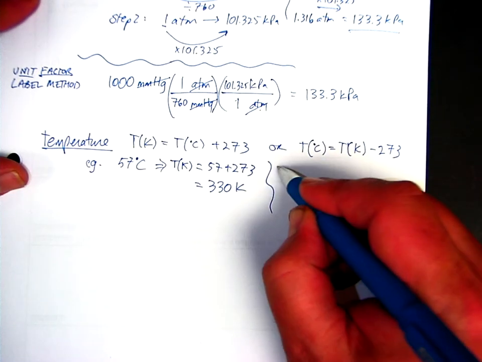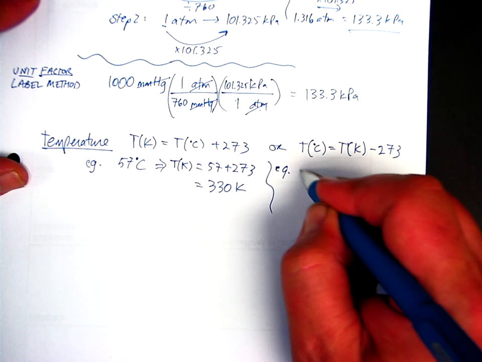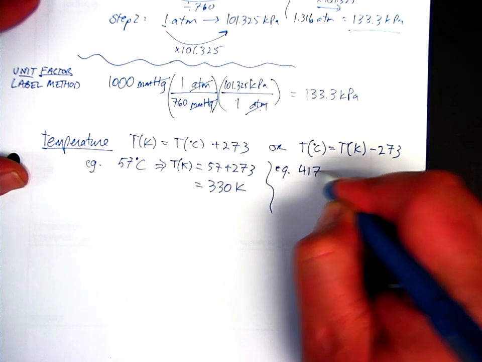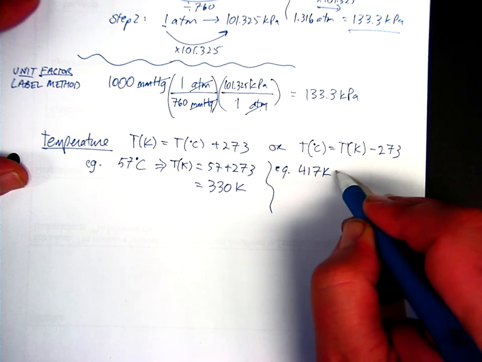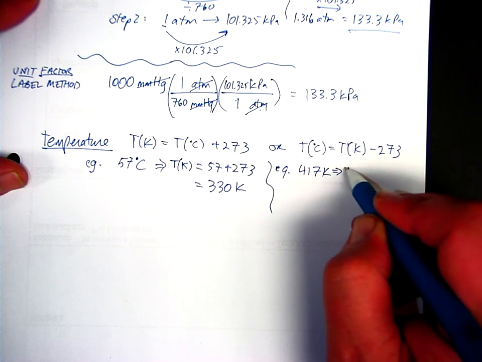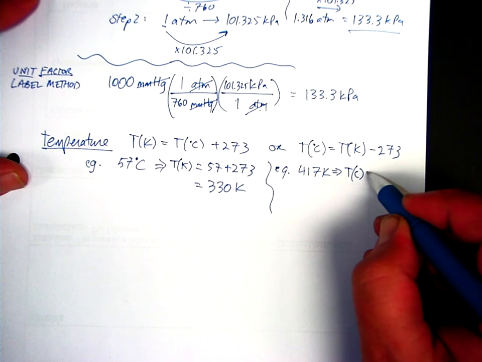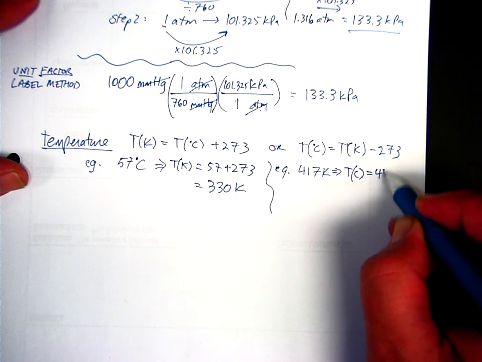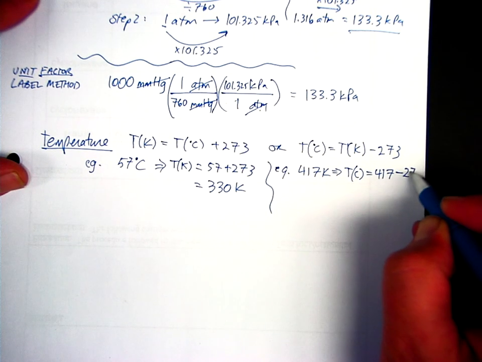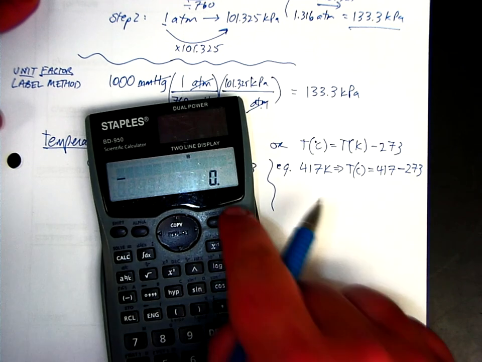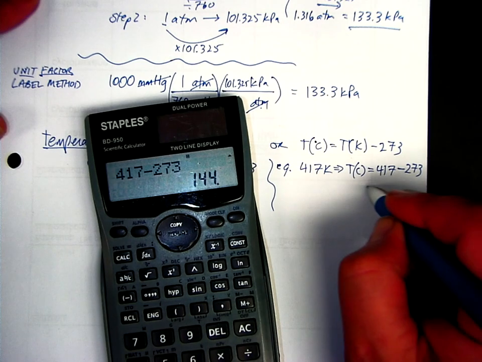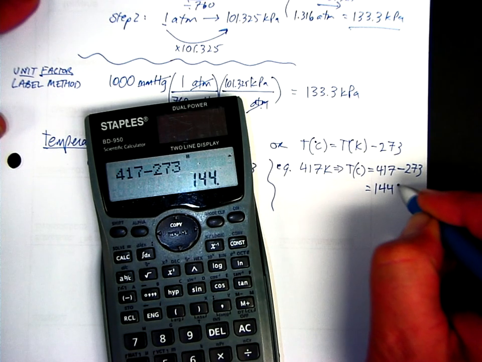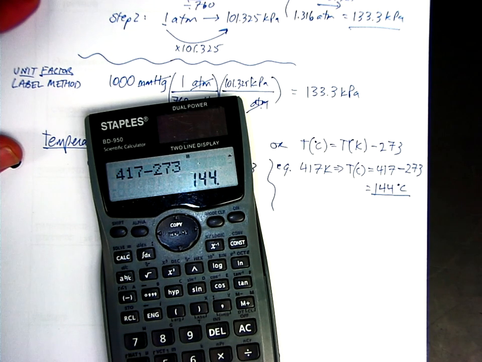Okay, do another one. This time we're going to go from Kelvin to Celsius. So how do I go there? Celsius is the Kelvin temperature minus 273. Again, subtract those, and I get the temperature in degrees Celsius, 144.